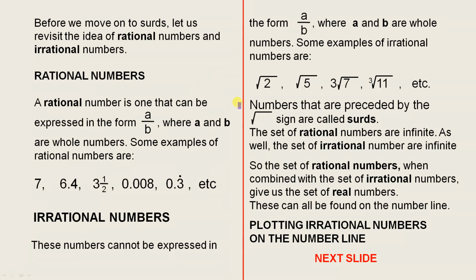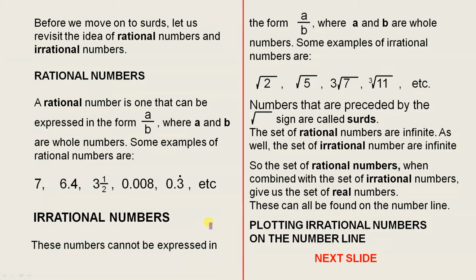A rational number is one that can be expressed in the form a over b, where a and b are whole numbers. Some examples of rational numbers are all these numbers here. Whole numbers, decimals, fractions, other types of decimals, recurring decimals, etc.